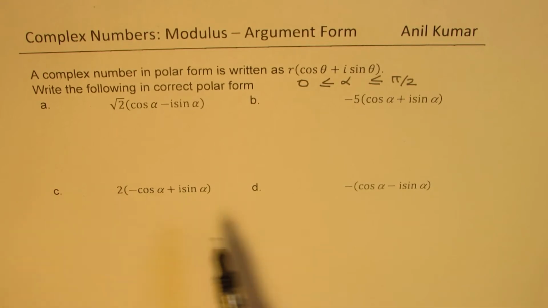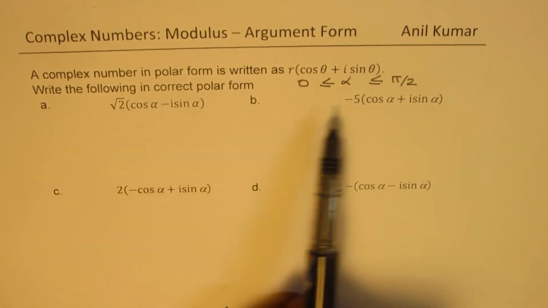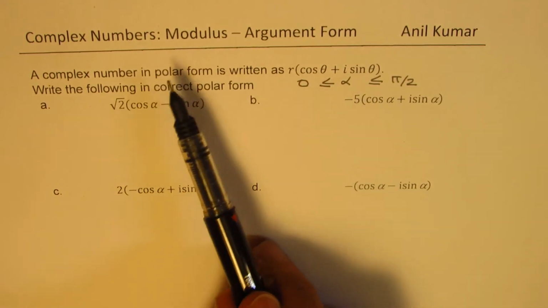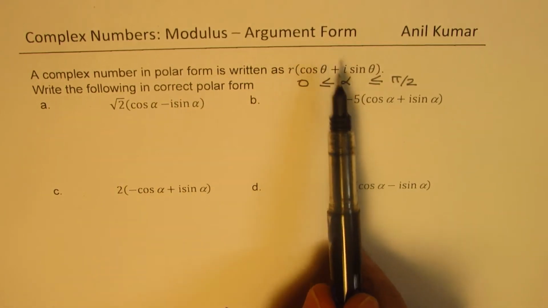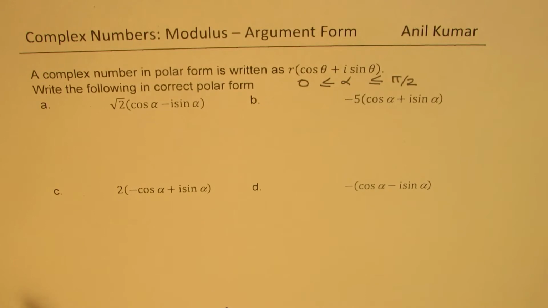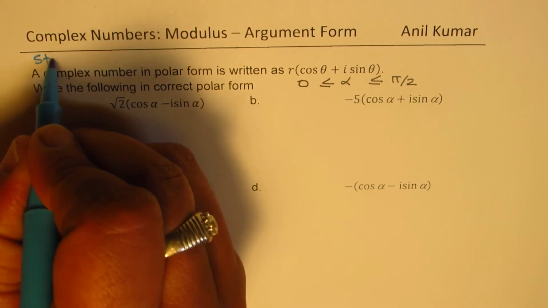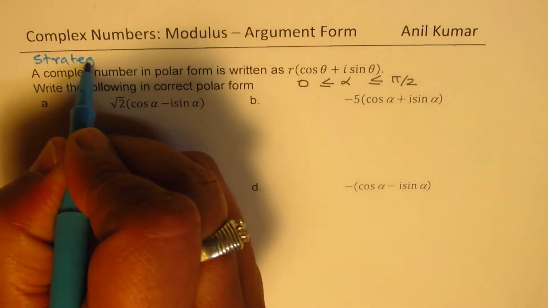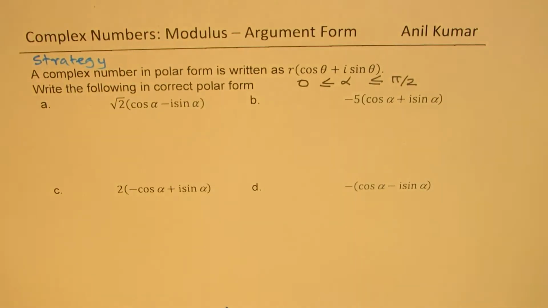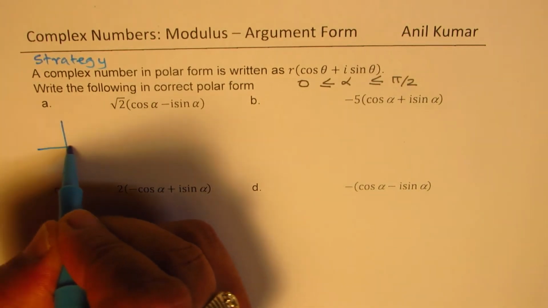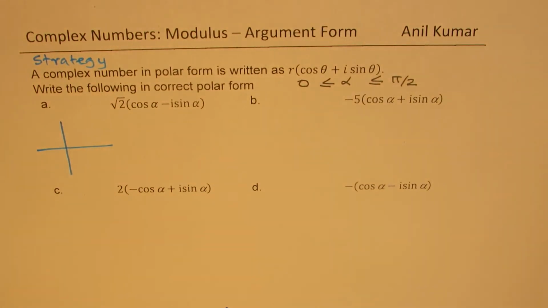Now you need to write them in correct form, that is, no negatives anywhere, when you represent the complex number in polar or modulus argument form. Is that clear to you? You can pause the video and answer this question. Now I'll show you a strategy to do it. This is a very important strategy. Normally students struggle with such questions, but after looking at this video, it will become very, very simple.